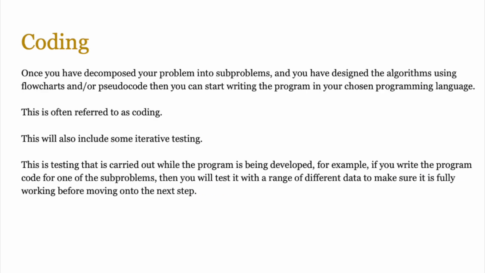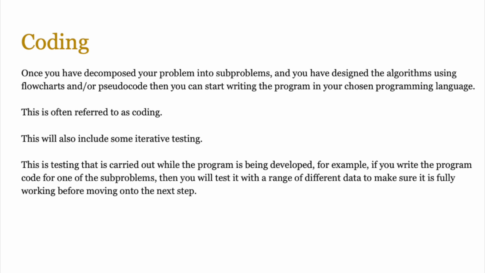So after design is finished, we've done our structure charts, we've done our flow charts, we've done our pseudocode, we then get down to coding. And in this stage, once you've decomposed your problem into subproblems and you've designed everything, you've got your algorithms, you then start writing the program code in your programming language. And this stage is called coding.